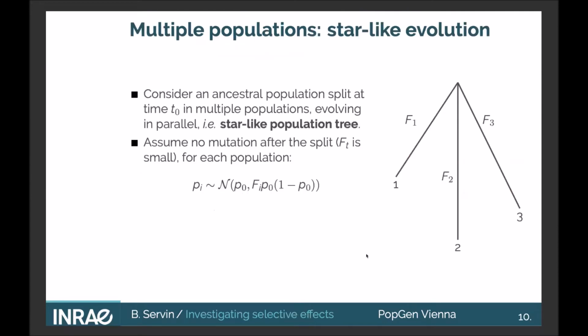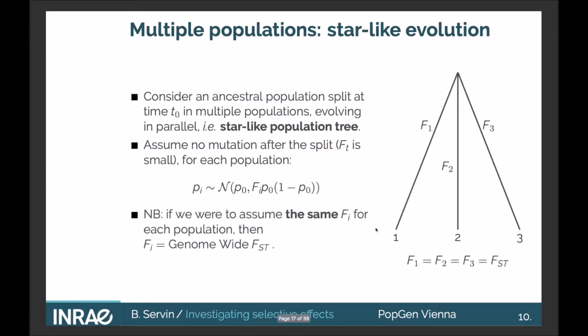Okay, now we are looking at a single population. What happens if we have multiple populations? Well, if we consider an ancestral population here, and that there's a split at some point in time between multiple populations, and they evolve in parallel, we get something like a star-like tree. And if we assume there is no mutation after the split for each population, and there is no migration between populations, then we have the previous model that is true for each of these populations. And if we were to make some even stronger assumption that all of these populations have the same effective population size, and we are all looking at the same time, same generation time, then we could say they all have the same Ft, and this is what's usually called the genome-wide FST.